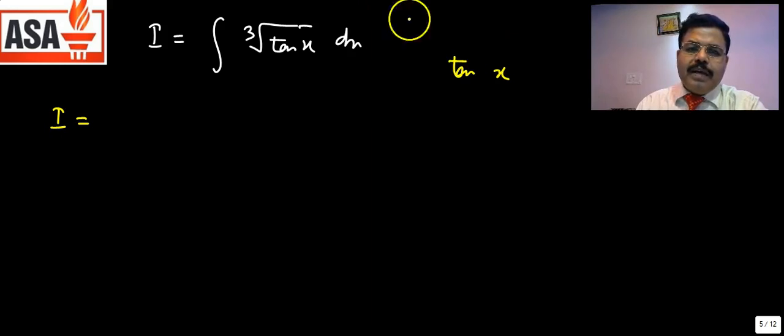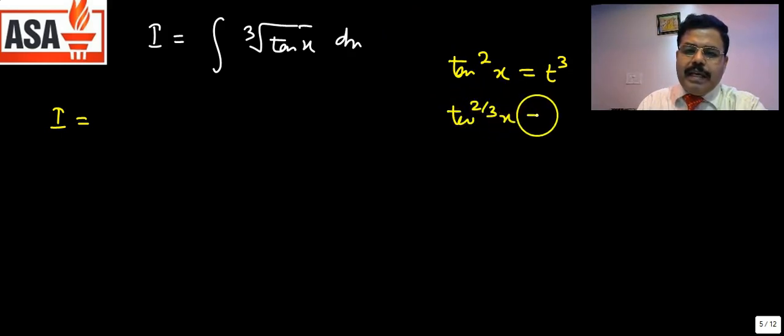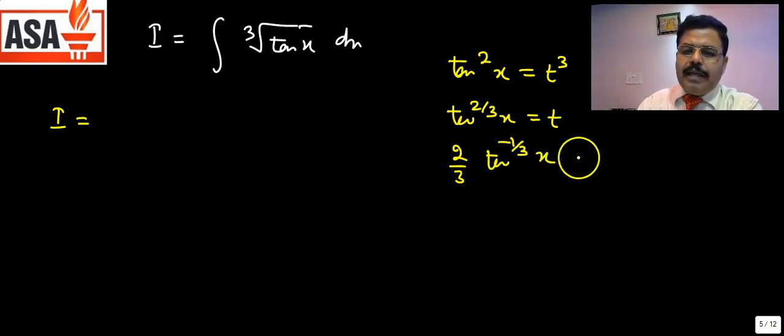t cube, tan square x is equal to t cube, that is tan to the power 2 by 3 x is equal to t, or even t square can be taken also. Then differentiate them, what will happen? 2 by 3 tan to the power minus 1 by 3 x, and derivative of tan x is sec square x dx is equal to dt.